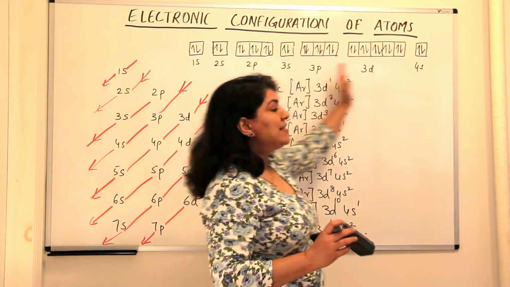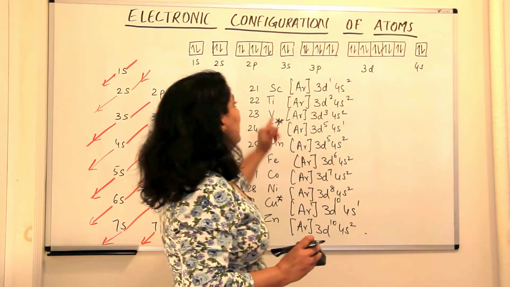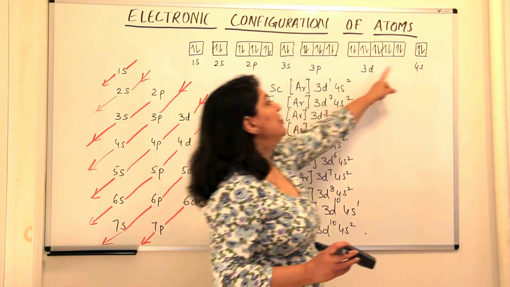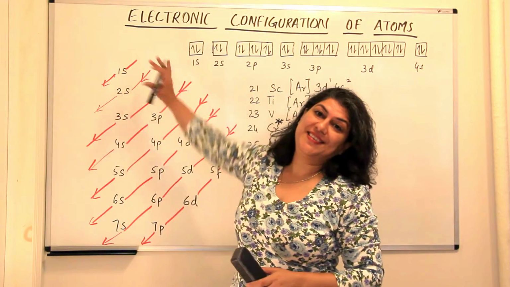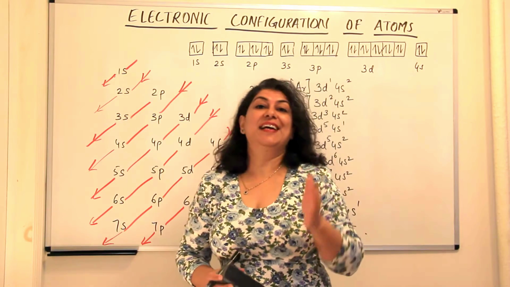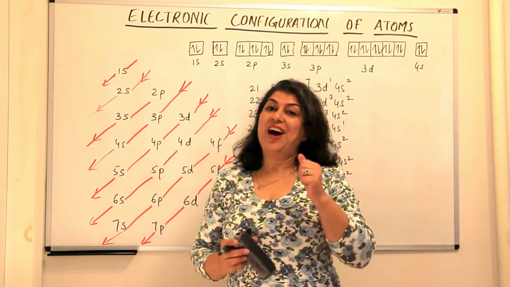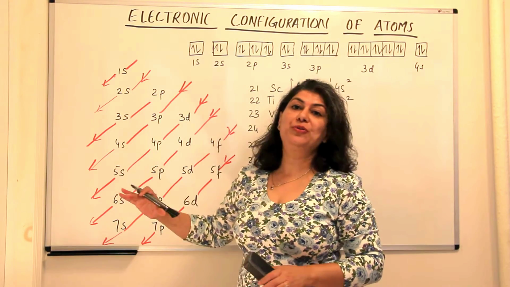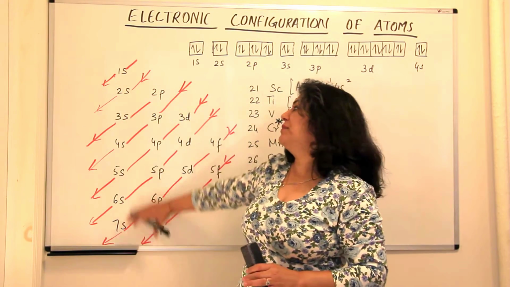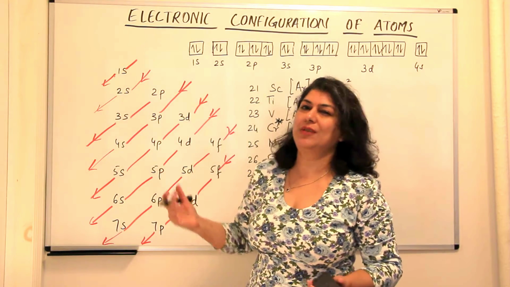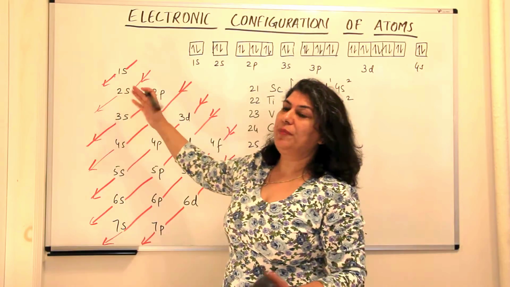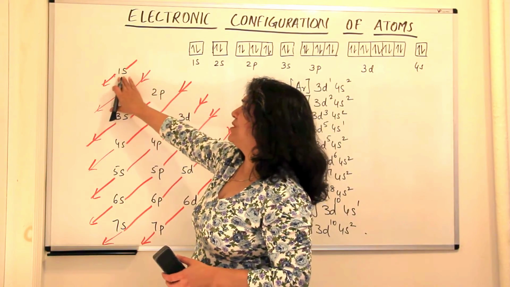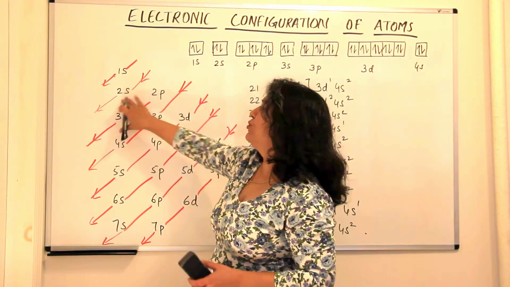Although we write it this way, the actual filling up is that 4s fills up before 3d. That we see from this table. So this was electronic configuration and how we follow the rules, and we just learn this one table which you really don't have to memorize. It's simple. The first shell has only one subshell, that is 1s. Second has 2, 2s, 2p.